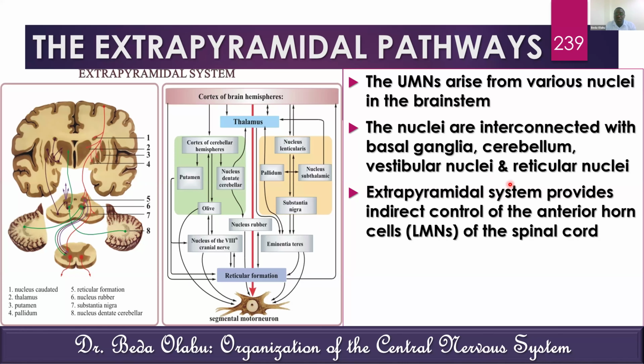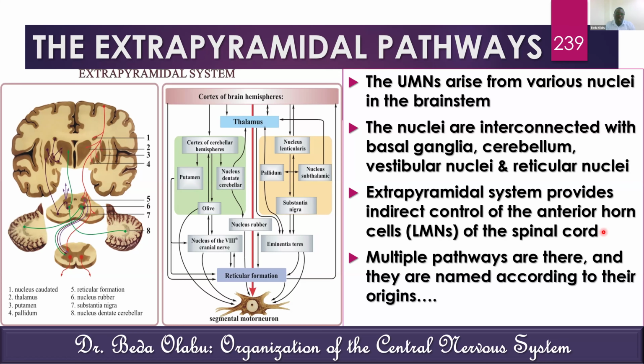Remember, these anterior horn cells of the spinal cord are the ones that innervate skeletal musculature. There are several pathways that constitute the extrapyramidal motor system, and I want to go through some of these. But before that, look at that image and see the extensive interconnection of the origin of the extrapyramidal system with other regions of the central nervous system.